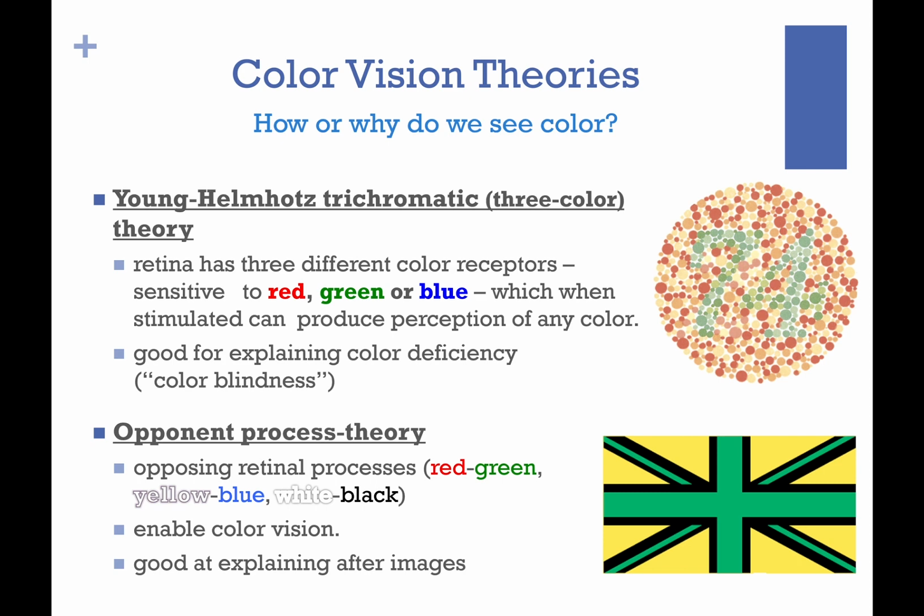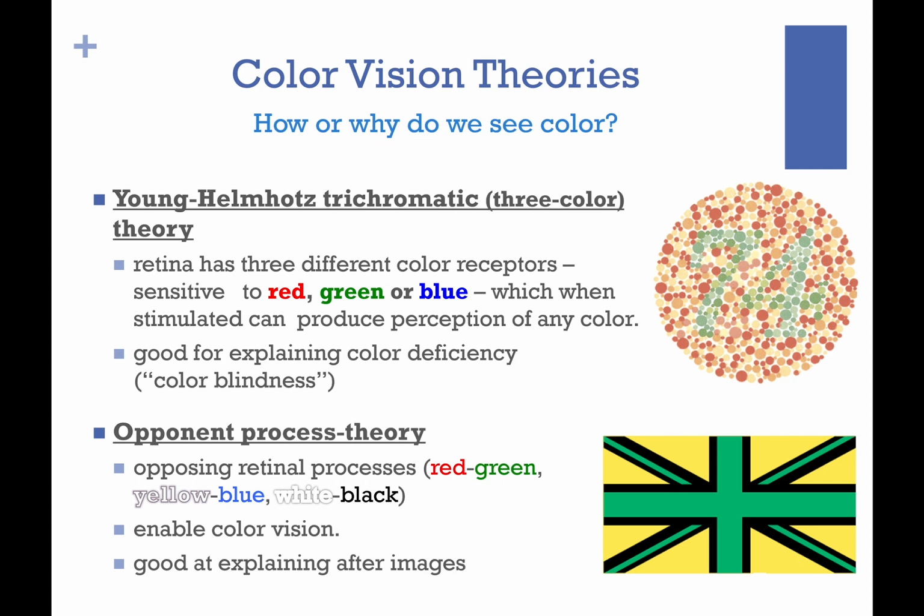Opponent process theory is not about how many colors we can detect, but the idea that every color has an opposing or opposite color. So you understand red as an opposition to green. Your brain can perceive yellow as an opposite to blue. That's not a yellow word, I just realized there. And your brain can perceive white as an opposing color to black. So every color has an opposite or an opponent color.